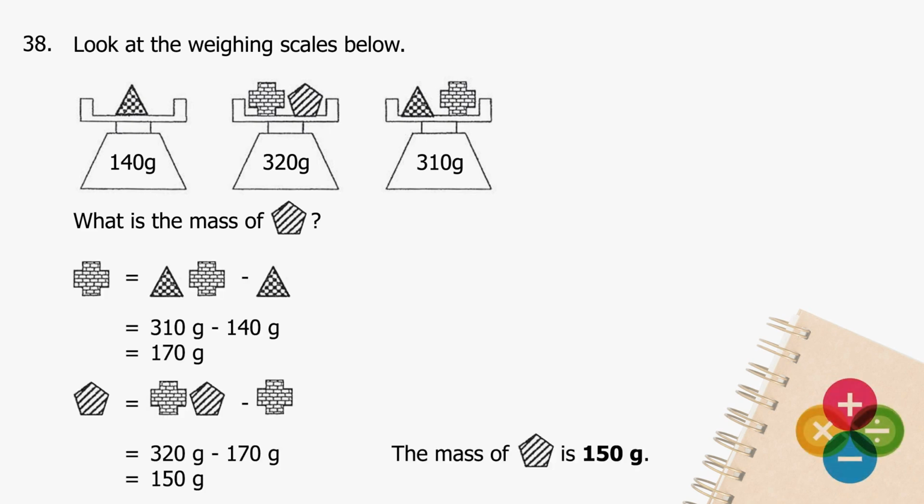The mass of plus shape will be subtract triangle shape from triangle shape and plus shape, which is equal to subtract 140 grams from 310 grams, and the difference is 170 grams. The mass of pentagon shape will be subtract plus shape from plus shape and pentagon shape, which is equal to subtract 170 grams from 320 grams, and the difference is 150 grams. The mass of pentagon shape is 150 grams.